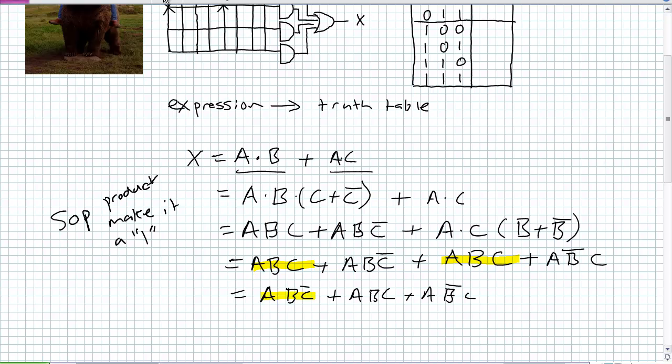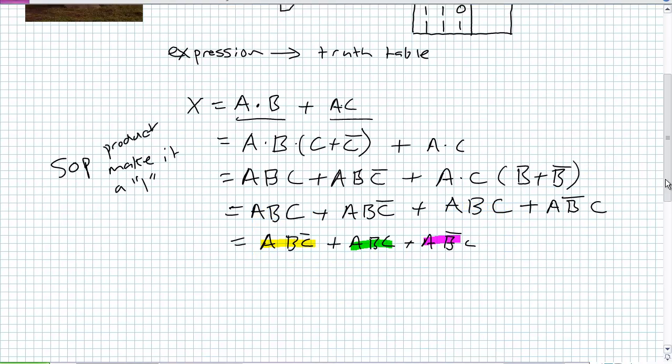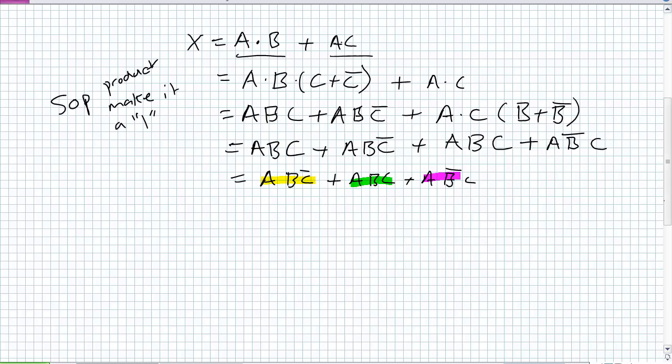Let's say that's yellow, that's green, and that's pink. Let me clean up the rest of this. How does the yellow product term with the inputs A, B, not C become a 1? Well, what if A was a 1? And I'm going to write this off to the side, and just think of it as an individual gate, because it really is. It's an AND gate. I've got the inputs A, B, and C.